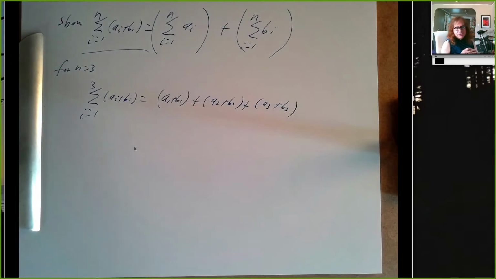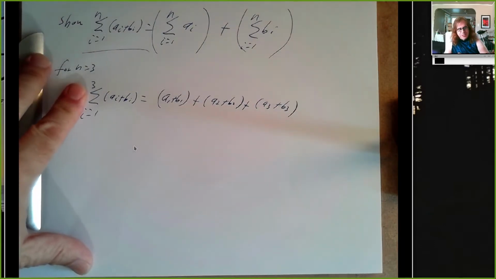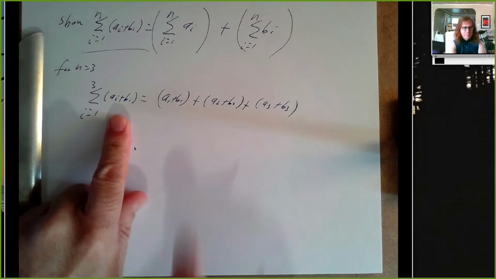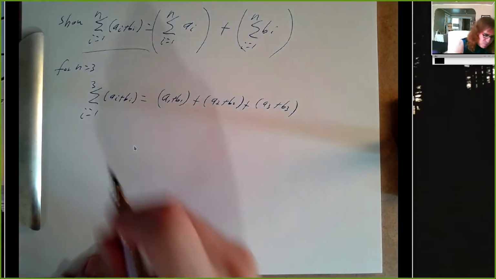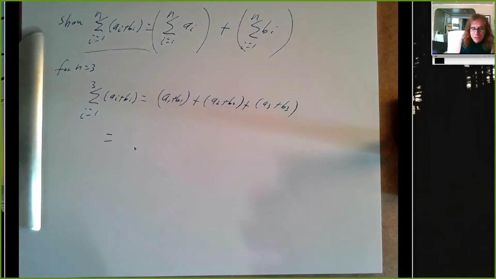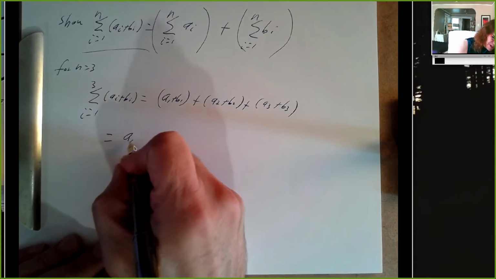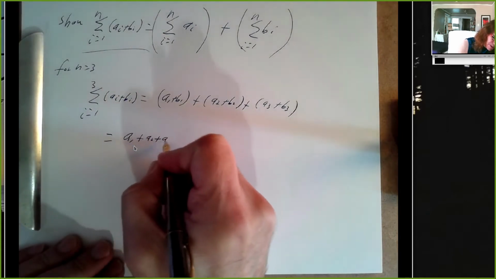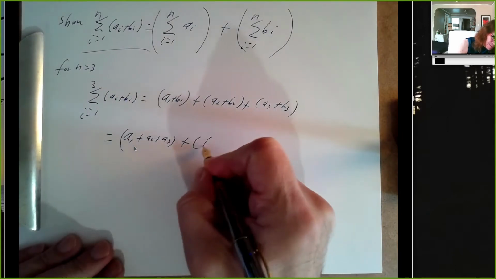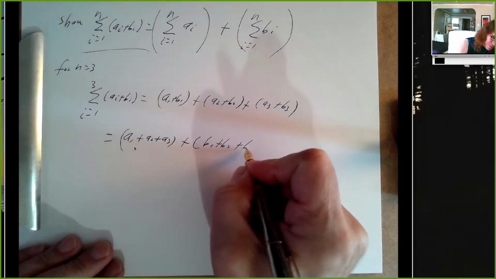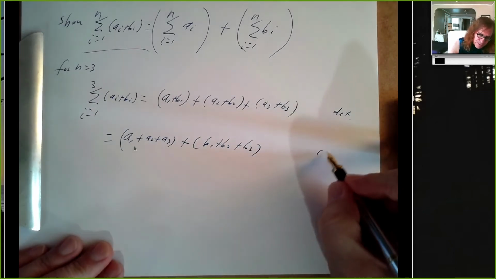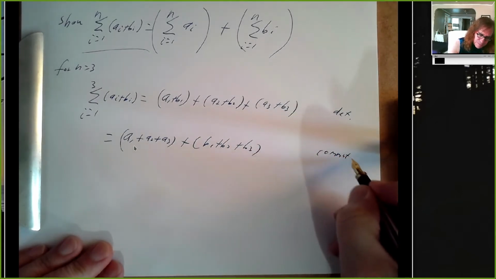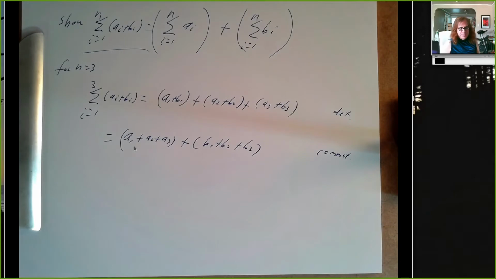That's just a direct interpretation of what this summation symbol means. Plug in i equals 1, plug in i equals 2, plug in i equals 3, add them together. And now, knowing what we know about algebra, we can modify the arrangement of these things and say that this is a1 plus a2 plus a3 plus b1 plus b2 plus b3. So this would be like definition. This would be commutativity of the addition operation.